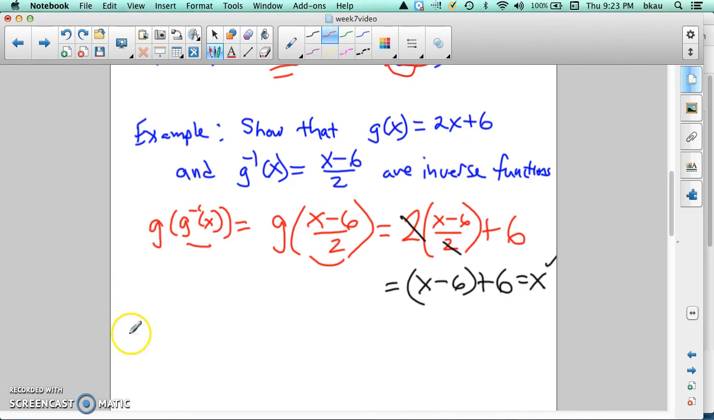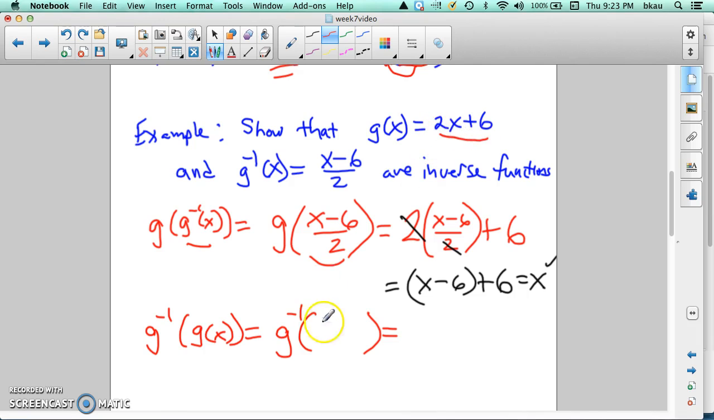Alright, now the second half of the definition, we're going to do g inverse of g of x. We're going to check that to see if that is the value of x. We have to have both of these things occurring in order to get the definition to be true. We're going to take g of x, which in this case is 2x plus 6, and we're going to put it in here, because that's g of x.